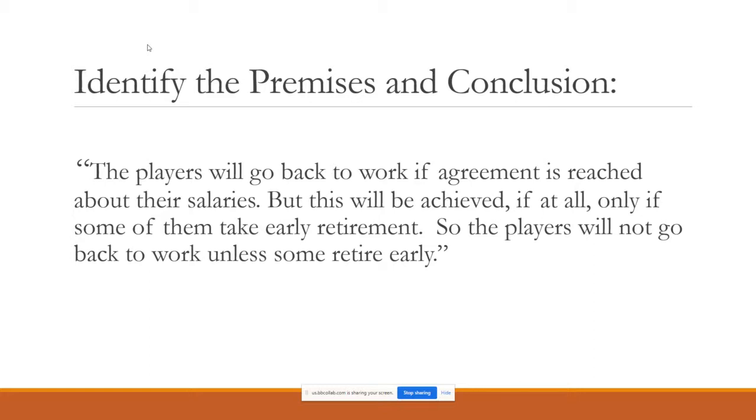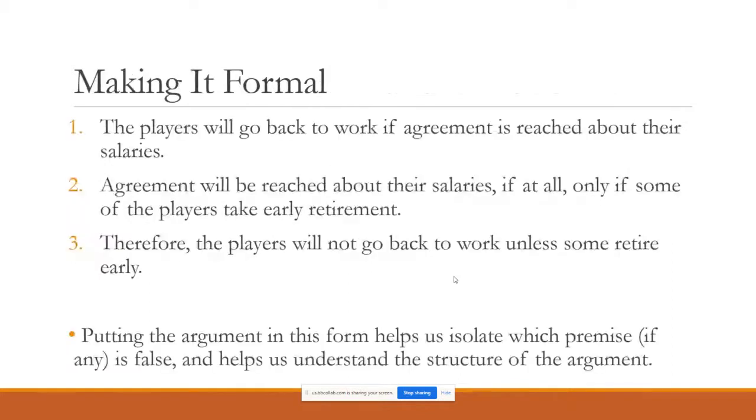So that helps. It kind of, the "so" kind of points to the fact that that's the conclusion. And maybe if you're thinking real hard, you might think, well, it's not just these little linguistic indicators. It's kind of like I just understood the content of the argument, and that's really the only way of making sense of the flow of the argument: that they're arguing that the players will not go back to work unless some retire early. I mean, it doesn't make sense construing any of the other things as the conclusion, independently of the word "so" or the fact that this sentence came last.